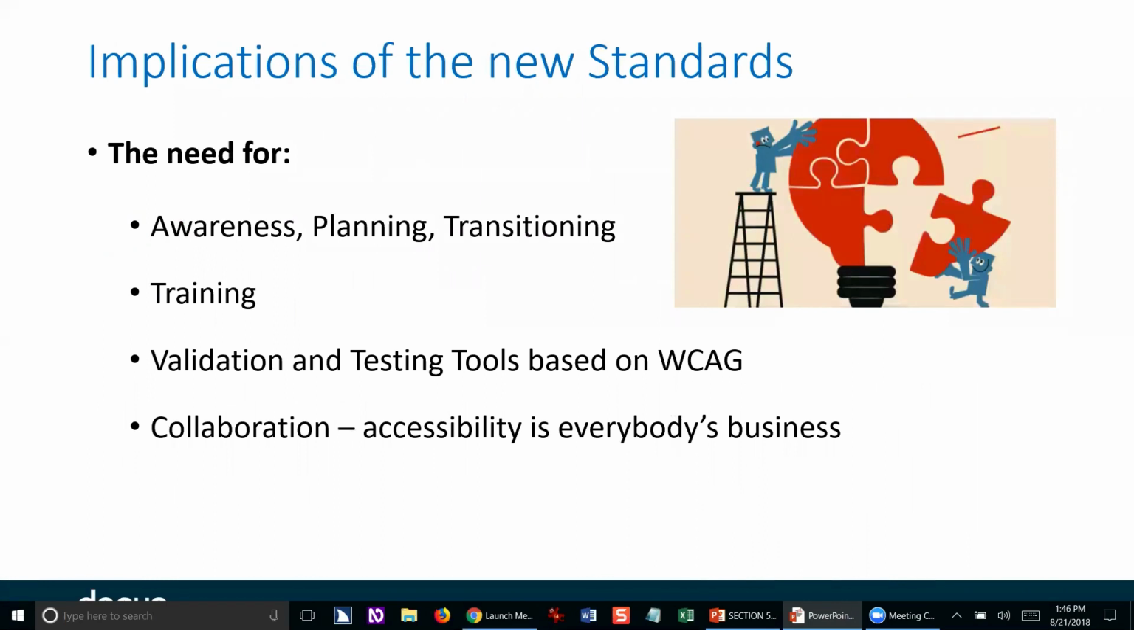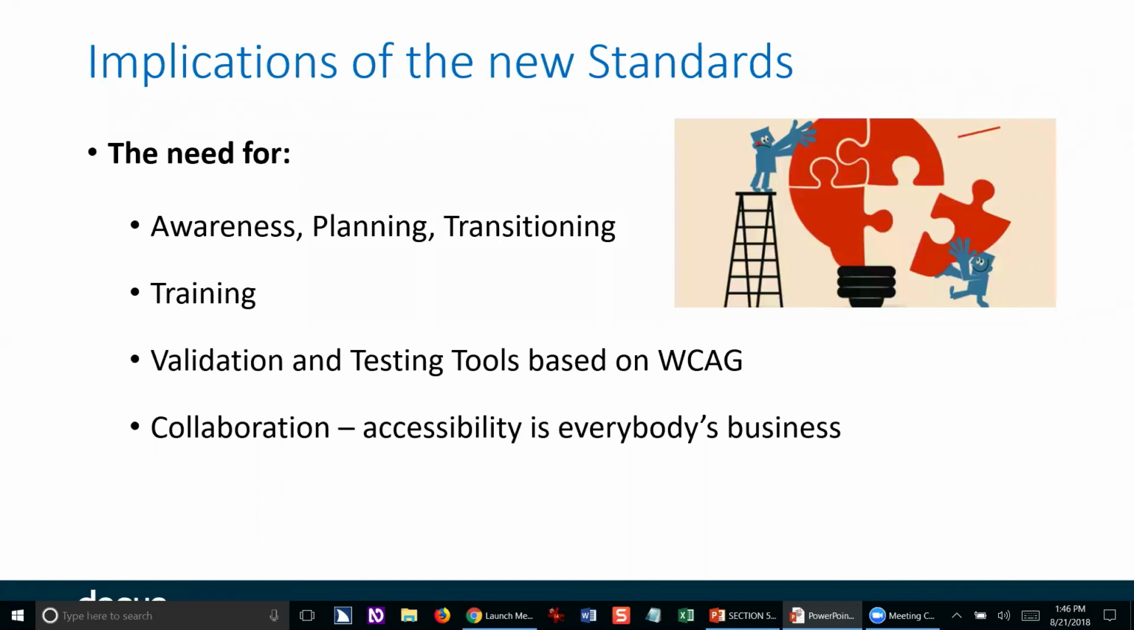So what does this all mean? What implications do the 508 refresh and the new standards have? Well, firstly, there is a need for awareness. Is everyone at your agency or organization aware of these rule changes? If you are a manager or a leader, are you communicating these new requirements to all the relevant stakeholders? You're also looking at updating various agency policies and transitioning your practices to meet the new requirements.